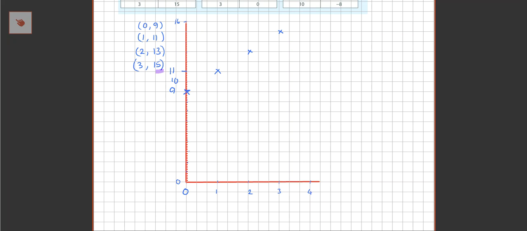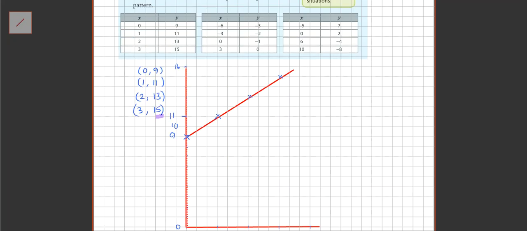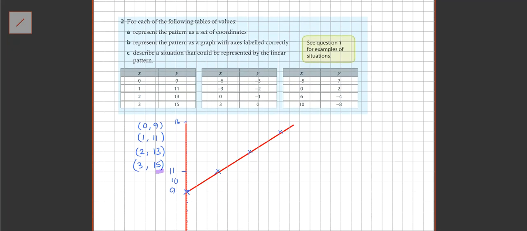What do I do then? Draw the line, because the line represents all the other points, the stuff in between. In this case it's not time or anything, it's just x and y. But then it says, represent the pattern as a graph with axes labelled correctly. So we should put our numbers in and have y and x on the axes. But then it says, describe a situation that could represent the linear pattern.